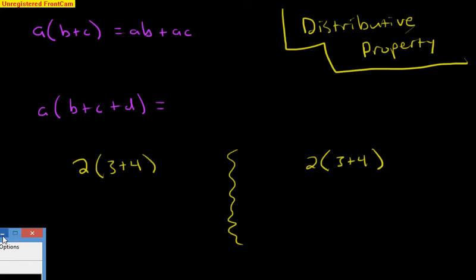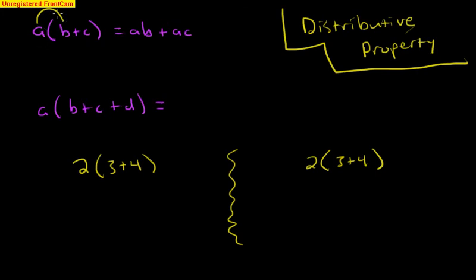The last part of our lesson deals with the distributive property. It's the idea that we can distribute a value through a set of parentheses, and it's going to help us to eliminate the parentheses. We're going to get rid of them because a lot of times we want to get rid of parentheses. So we have a times the quantity b plus c.